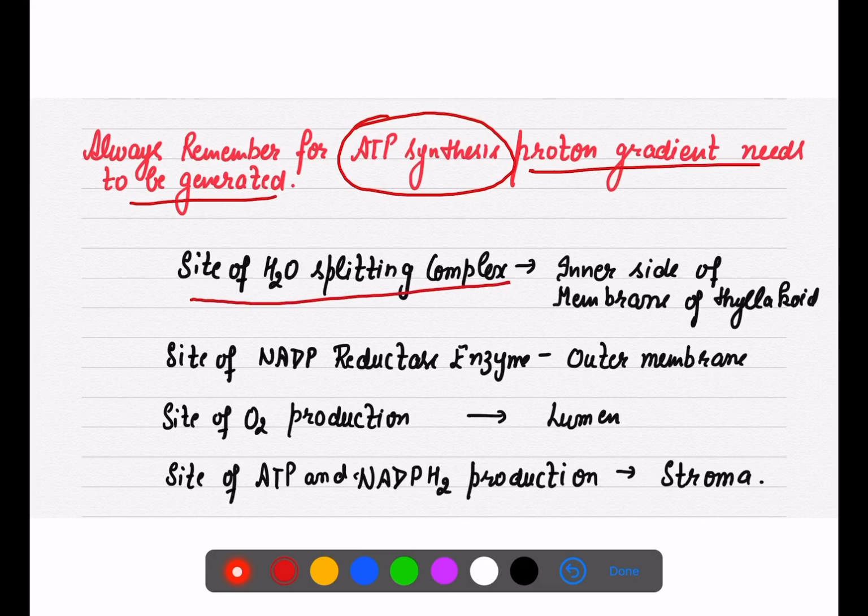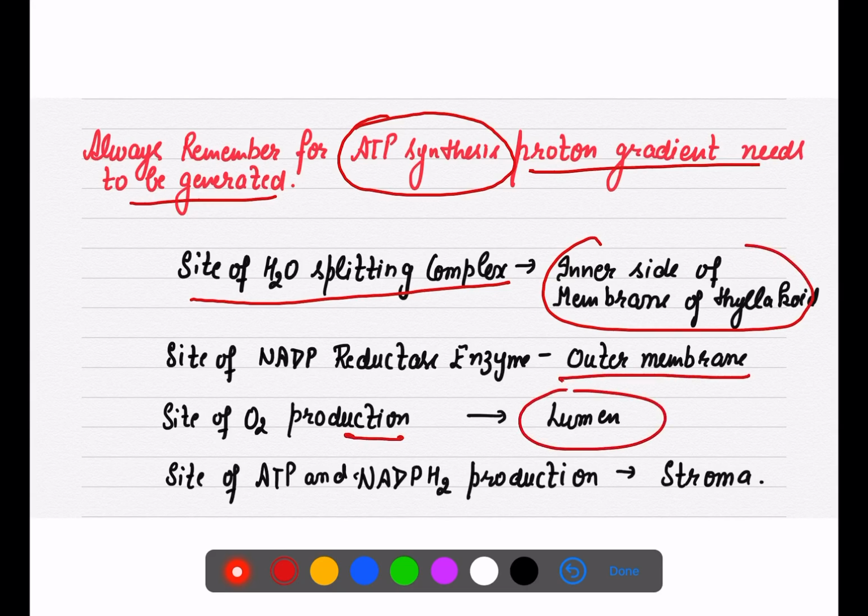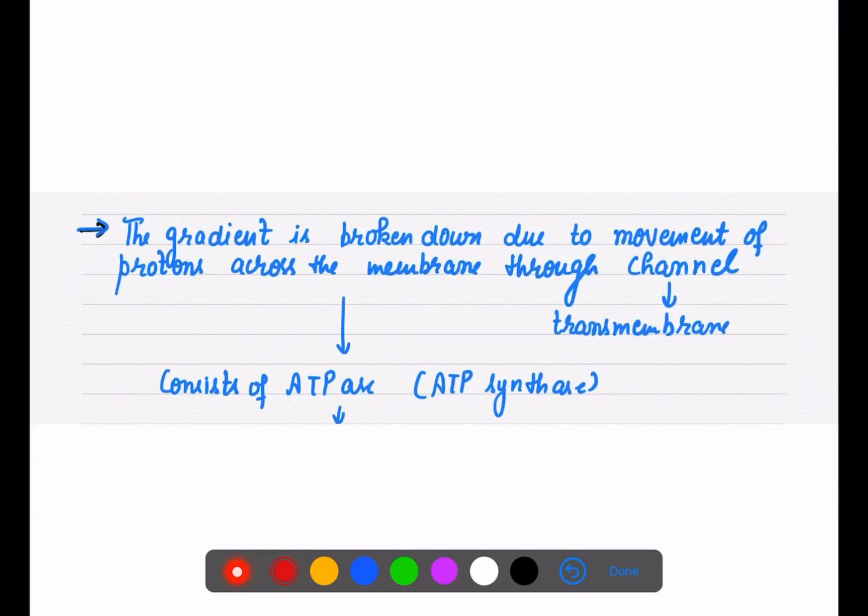वाटर स्प्लिटिंग कॉम्प्लेक्स के लिए साइट क्या है? इनर मेम्ब्रेन। NADP आउटर मेम्ब्रेन पे प्रेजेंट है। ऑक्सीजन कहाँ प्रोड्यूस हो रही है? ल्यूमेन में। ATP और NADPH2 प्रोडक्शन कहाँ हो रही है? स्ट्रोमा में। बहुत बार मैंने ये चीज़ें अब रिपीट कर दी हैं। Now the gradient is broken down.